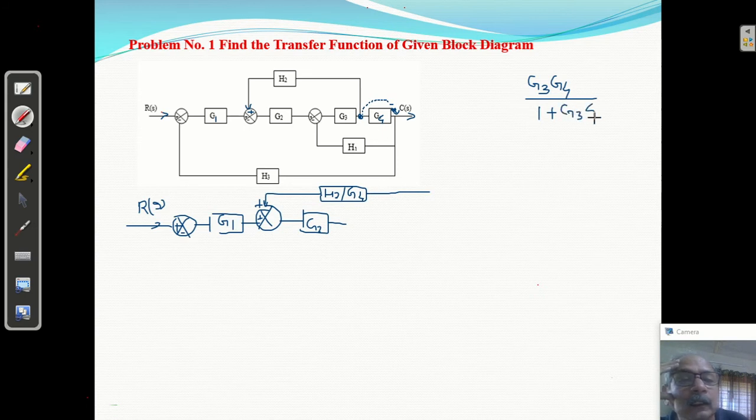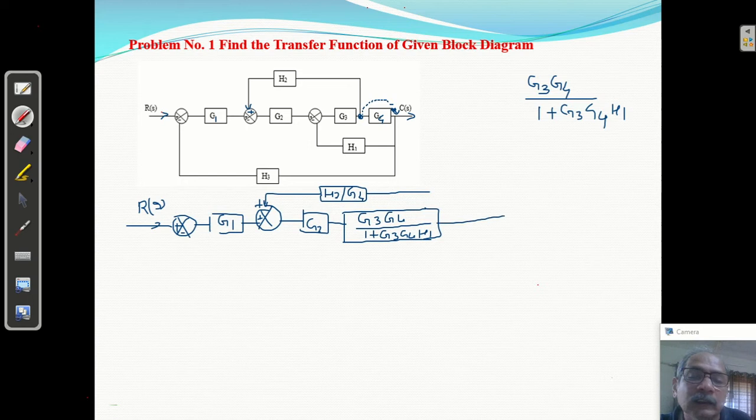G3 G4 into H1. So this will form a block here. If you shift here, these two will be in cascade forming a closed loop, so this will be replaced by one block here. What is the gain of this block? G3 G4 upon 1 plus G3 G4 H1. And this is the C of S, and here it is a feedback.